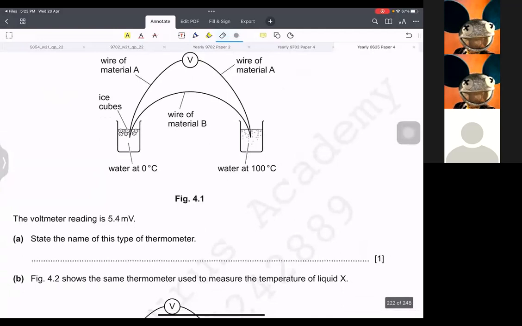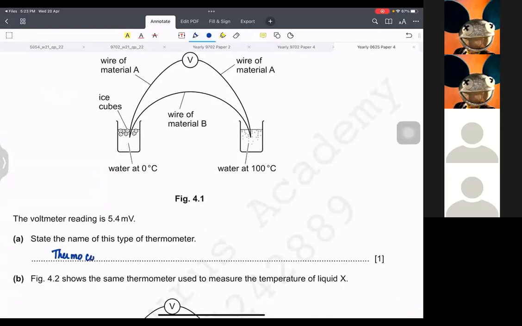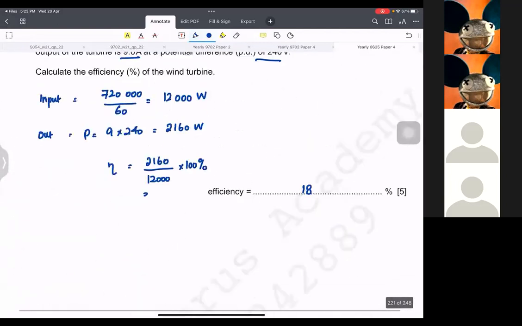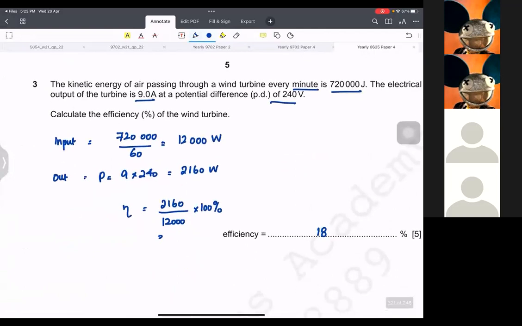Now let's go to this one. State the name of this type of thermometer. This is a thermocouple. Sir, can you do it again? Where? This one? Yes, energy. Yes.